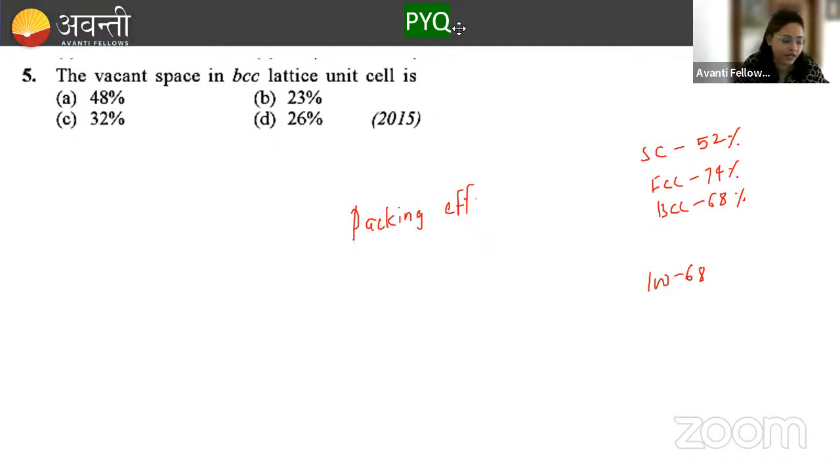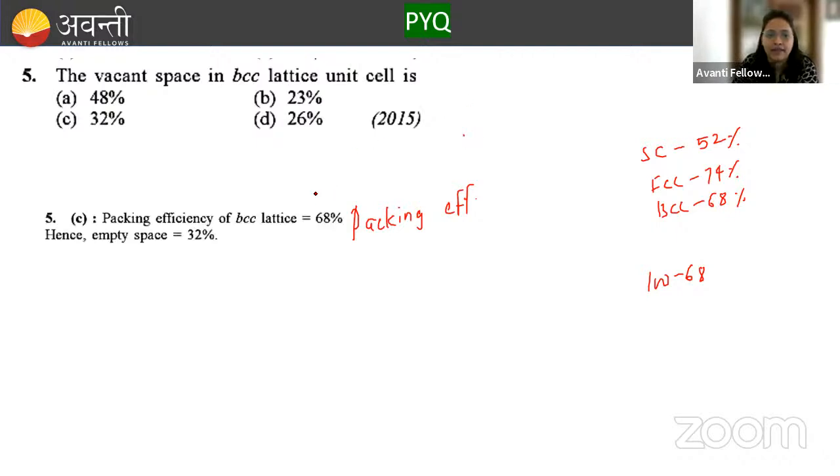Easy problem, very very easy problem. Yes, समझ में आ रहा है बात? पैकिंग इफिशियंसी 68 है, एम्प्टी स्पेस कितना बचा? 32%. वेरी गुड. ओके, वेरी वेरी गुड. ओके, हाँ आयुषी, 32%. ऑप्शन इज सी.